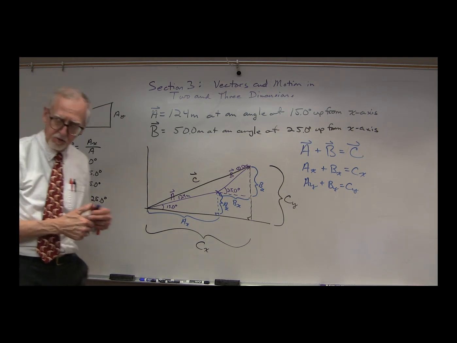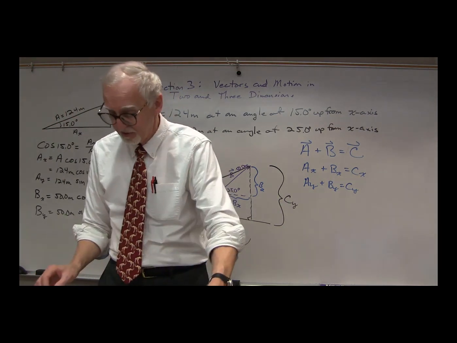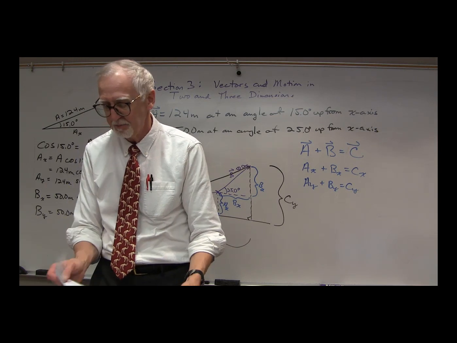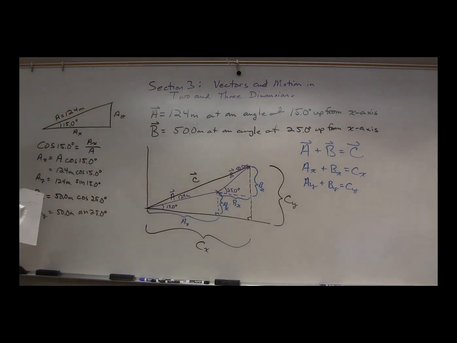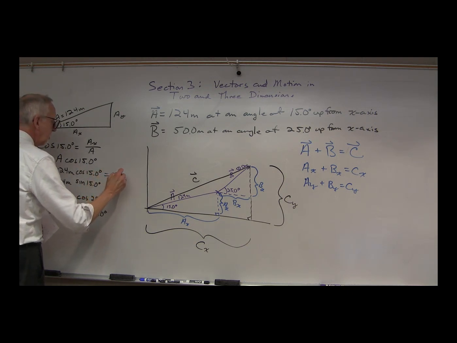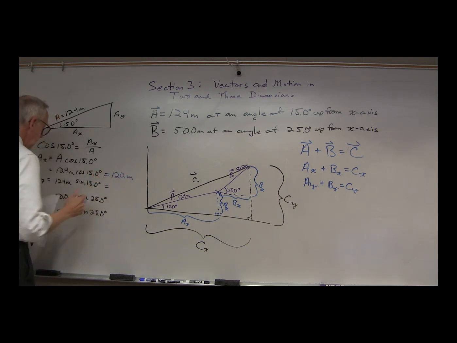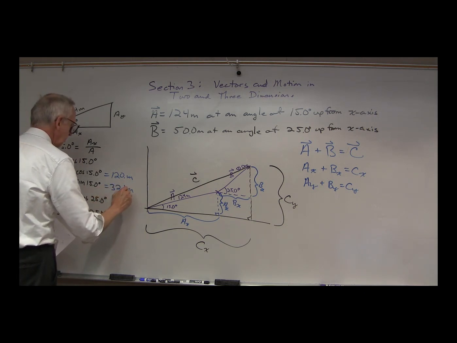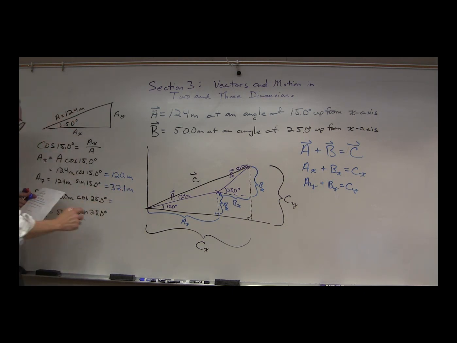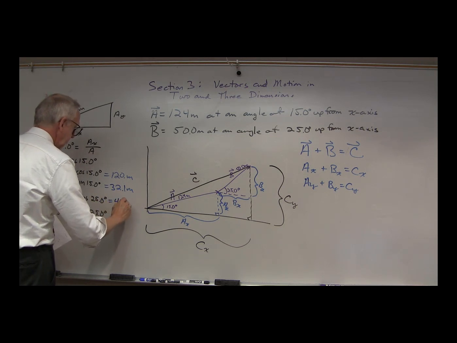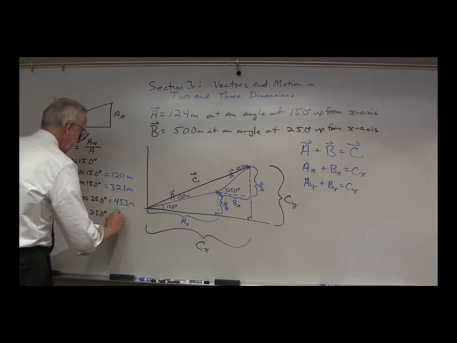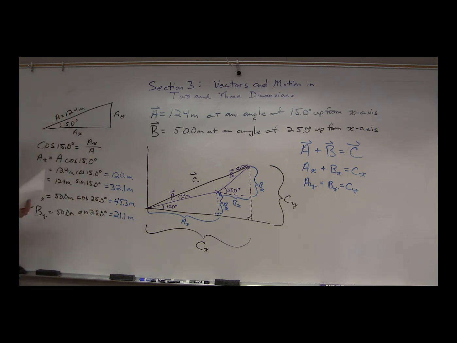So what are those values? Well, I happen to have them right here. AX is 120 meters. AY is 32.1 meters. BX is 45.3 meters. And BY is 21.1 meters. There we go.